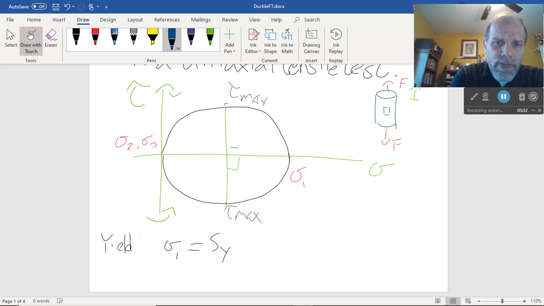Well, here is the radius of Mohr's circle, from the center, there's my center, all the way out to sigma 1, or all the way down to sigma 2 or sigma 3.